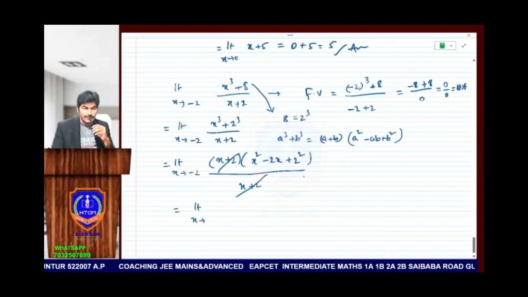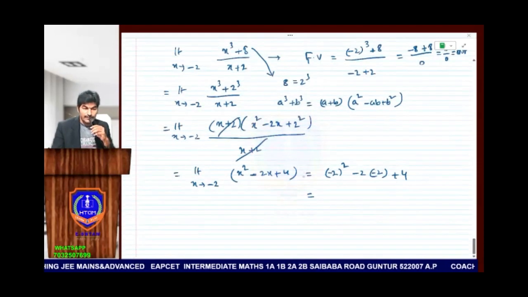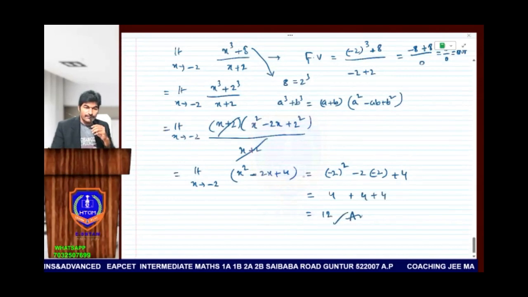Limit x tends to minus 2, x square minus 2x plus 2 square is 4. Now we are substituting x value as minus 2. So minus 2 whole square minus 2 of minus 2 plus 4. Minus 2 whole square, minus a square will be plus, 2 square is 4. Minus of minus is plus, 2 2s are 4 and again 4. So this will be how much? 4 3s are 12. This is the answer. Understood?